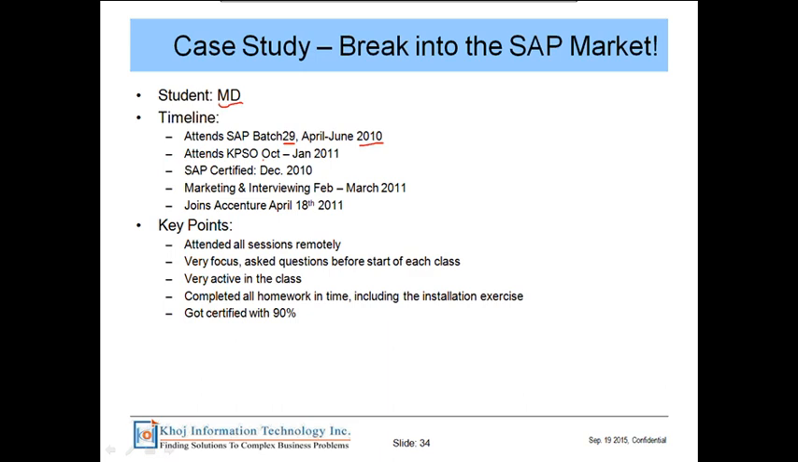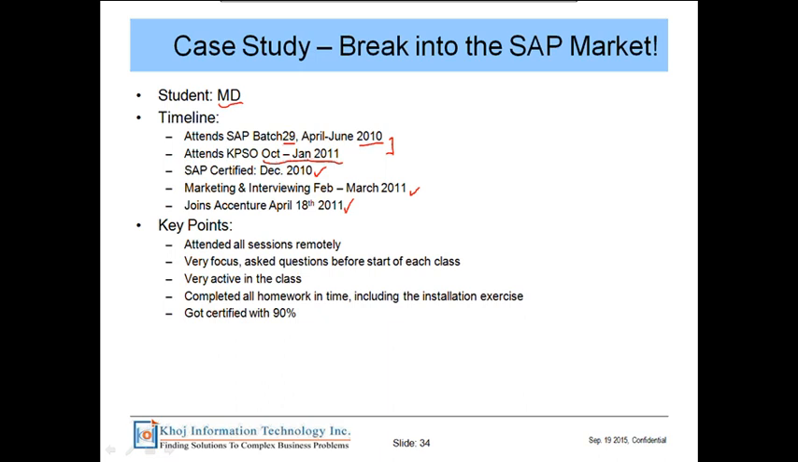She attended the KPSO in October to January. That means for some time here she was busy with some of her personal stuff for 6 months or so, not 4 months or so. She attended the KPSO. In the middle of the KPSO she got certified, right? So she took the certification exam. We marketed her for 2 months, and she started with Accenture in April. Right? So that's her timeline.